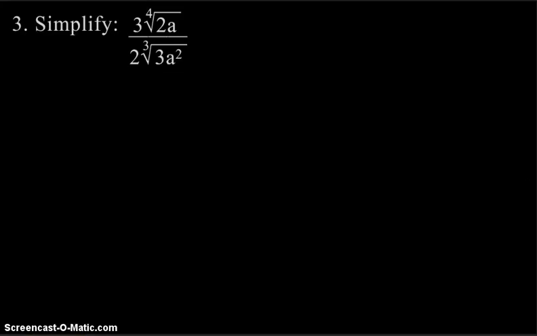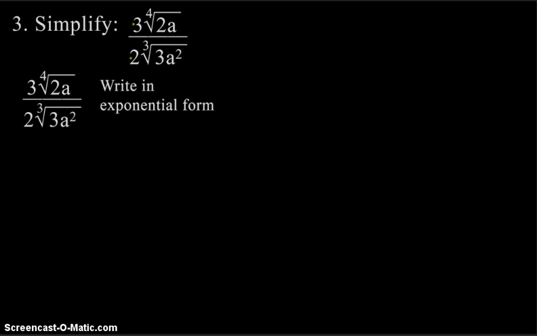Okay, so example number 3 in dividing radicals of different orders. So we have 3 times 4th root of 2a divided by 2 times cube root of 3a squared. So as you can see, meron tayong number sa harapan, meron tayong coefficient na 3 at 2. Okay, so write in exponential form muna.